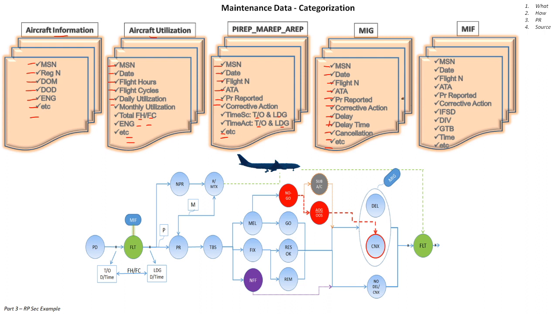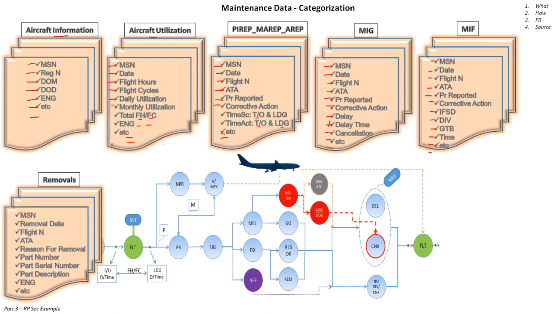Next, flight interruptions. Again, MSN number, date, flight number, ATA number, problem reported, corrective actions, in-flight shutdown yes or no, diversion yes or no, ground turnback yes or no. I think it is clear, right? We need all these items. By the way, we already had a discussion when we discussed flight interruptions, and I'm not repeating all the flight interruption items here, but it is clear that we need to include all these items in these groups. Time, etc.